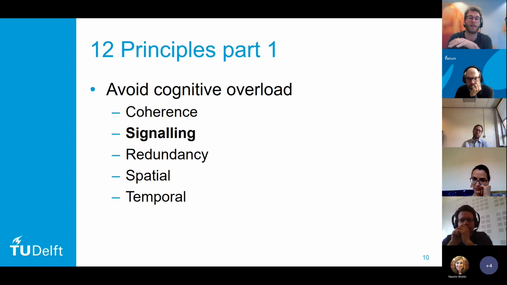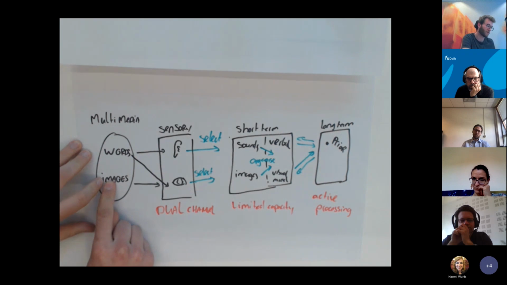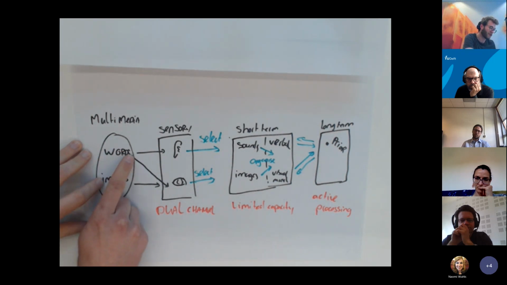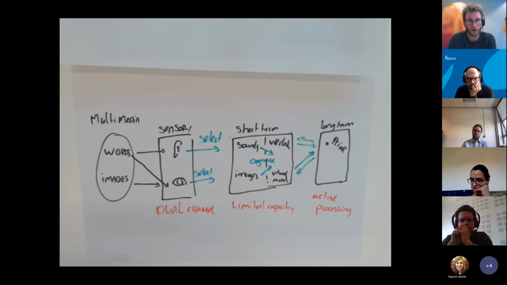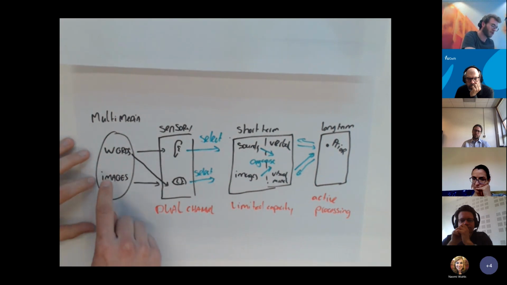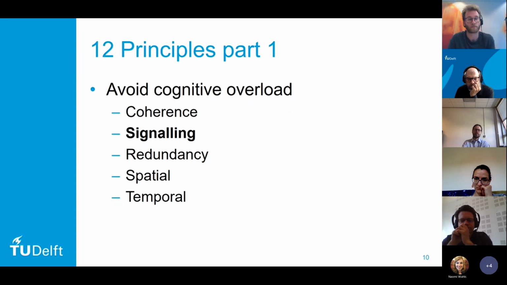This is a bit explained in the image that I had. So if you combine words and images, that works fine. But if you also use on-screen text, it already means you have two to the visual sensories. So redundancy means images and spoken word combined. Back to my PowerPoint. Spatial, place things together that belong together, and temporal, mention things at the same time.